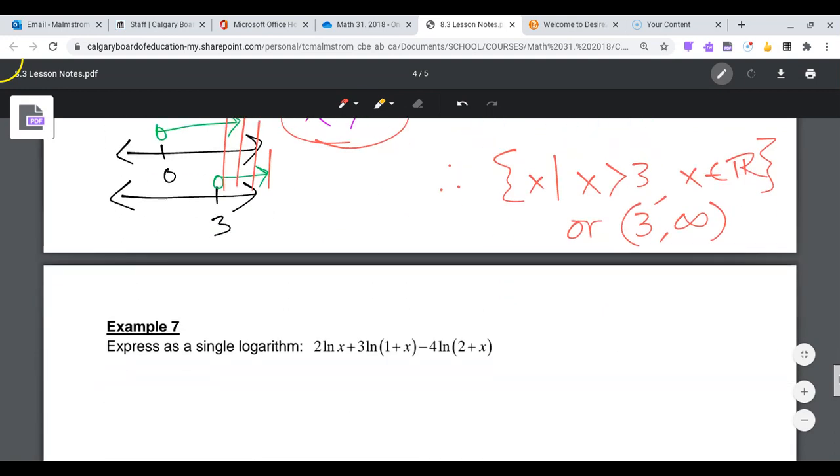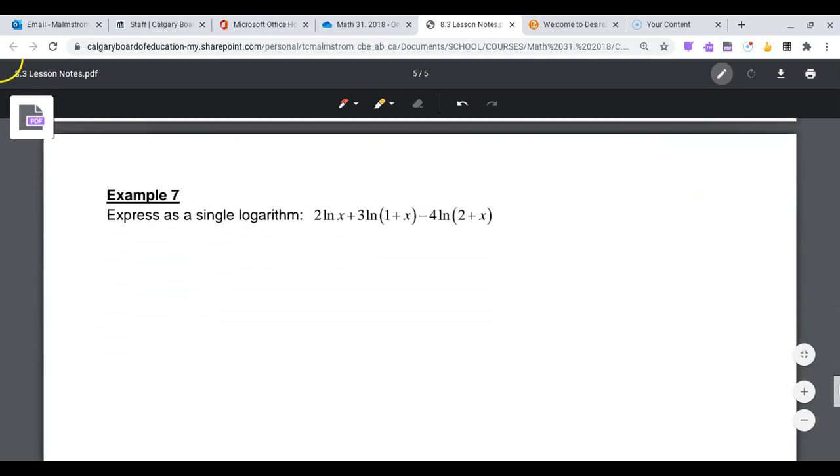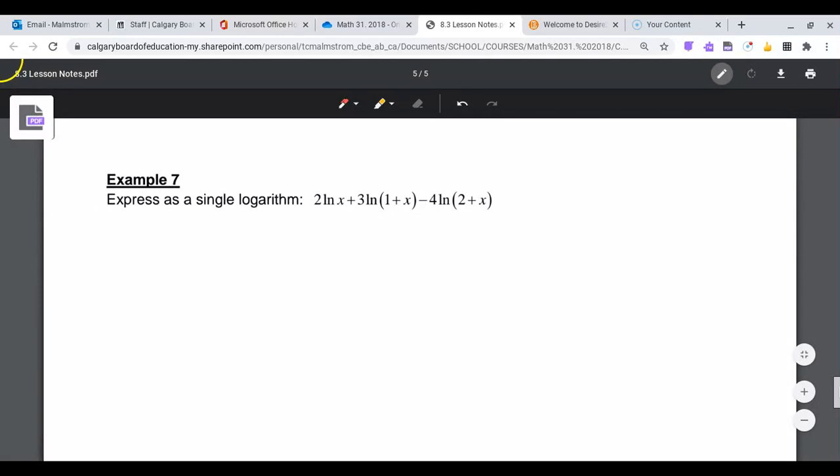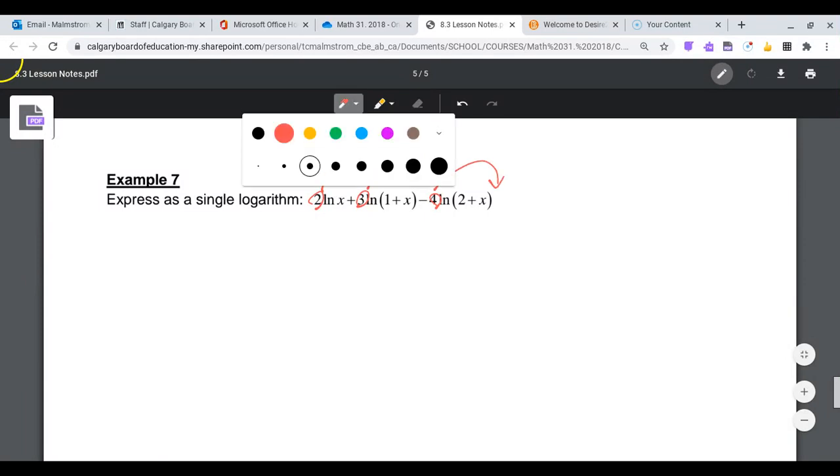All right. Last thing, write as a single logarithm. So we're just going back to see what we remember from 30 and apply it to our natural logarithms. So we're going to use our power law and our quotient law and our product law all together in this question. So remember, product and quotient cannot be used until we have no coefficients. So the first thing I'm going to do is move those coefficients to become powers.